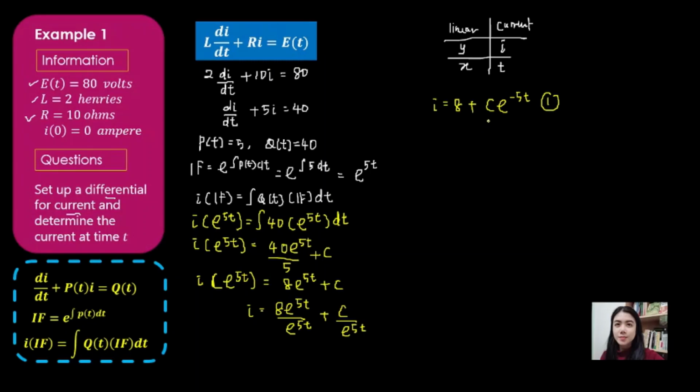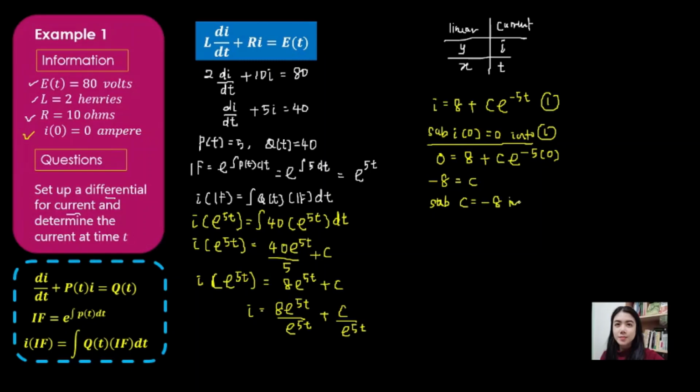Now we're going to find out the value of c. Through this information, we substitute I(0) equal to 0 into equation number 1. So your current is 0, you have 8 here, and then you have c e to the power of minus 5 times the time, which is 0. When you simplify it, you will have c equal to minus 8. So substitute c as minus 8 into equation number 1, and you will have I equals 8 minus 8 e to the power of minus 5t.